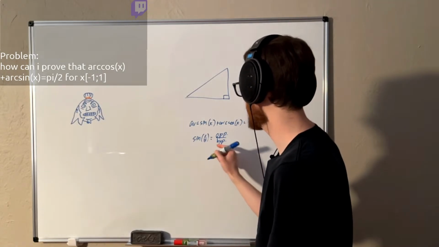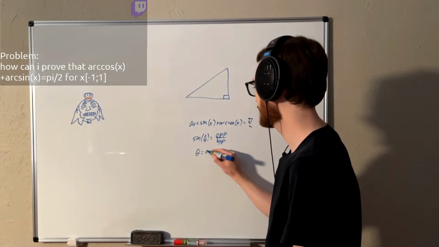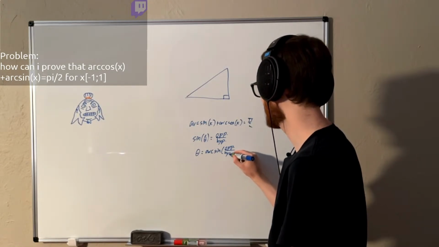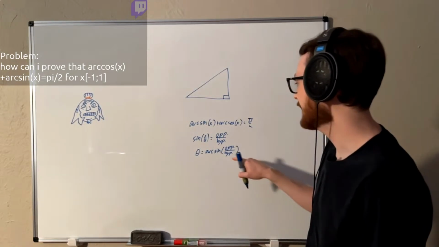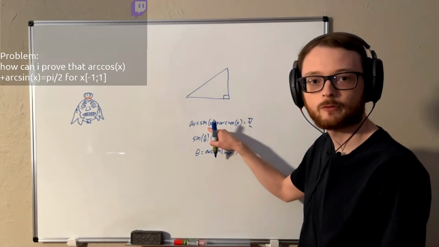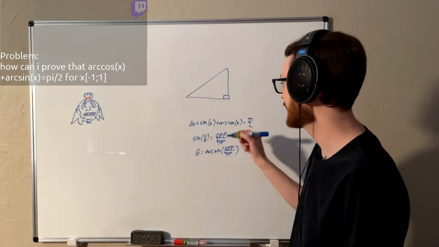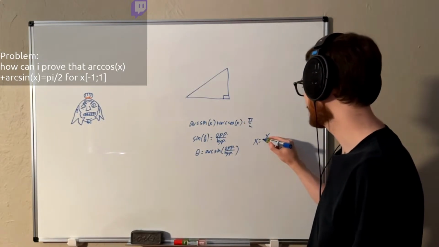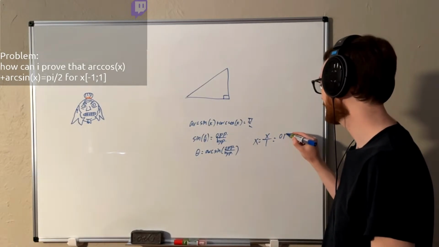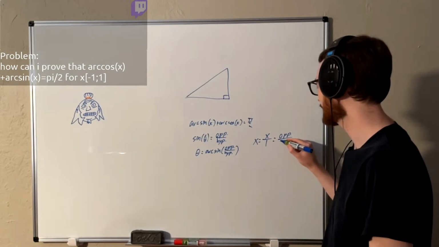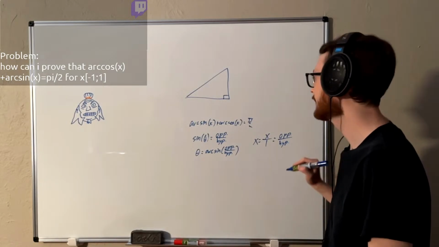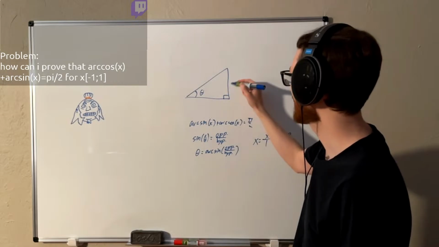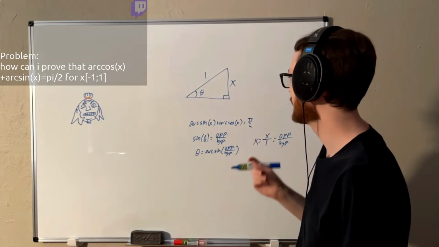Then if we take arcsine of each side, the angle theta is equal to arcsine of opposite over hypotenuse. And I'm saying this because in this situation we have arcsine of x, so we know that x is opposite over hypotenuse. Of course, x is not a fraction, but we can also write x as x over 1 and say that x is the opposite, 1 is the hypotenuse. So if we call this our angle theta, opposite is x, hypotenuse is 1.